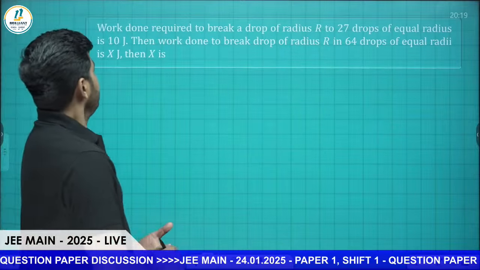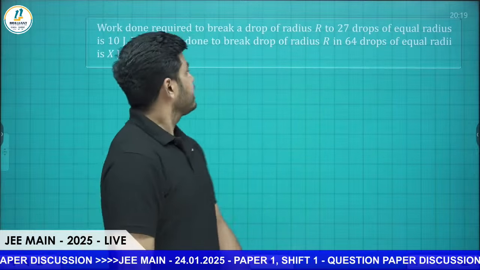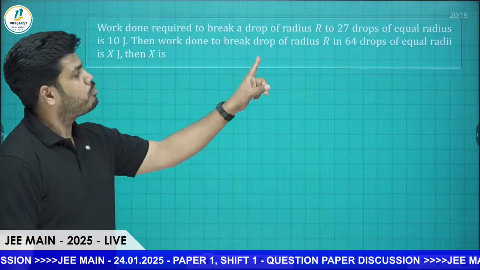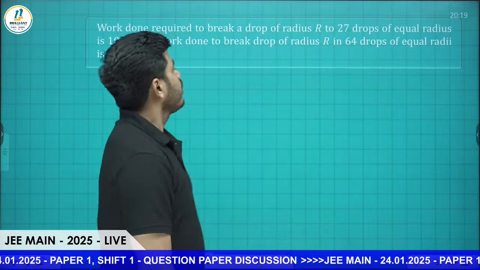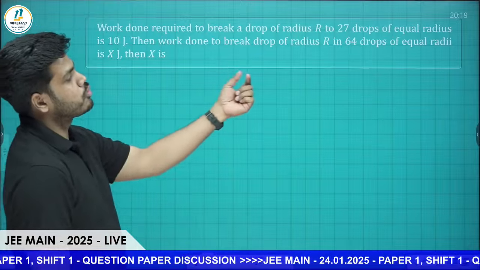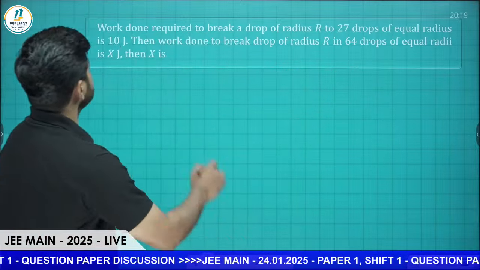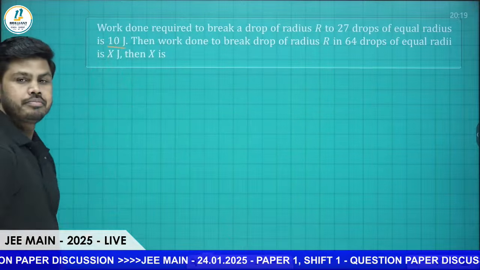Yes. Work done required to break a drop of radius r into 27 drops of equal radius is 10 joule. So work done is given.